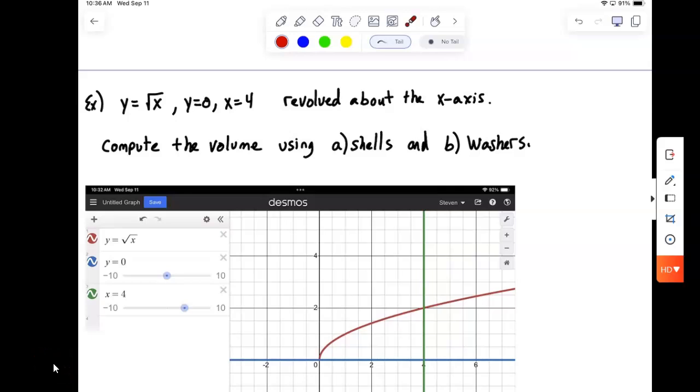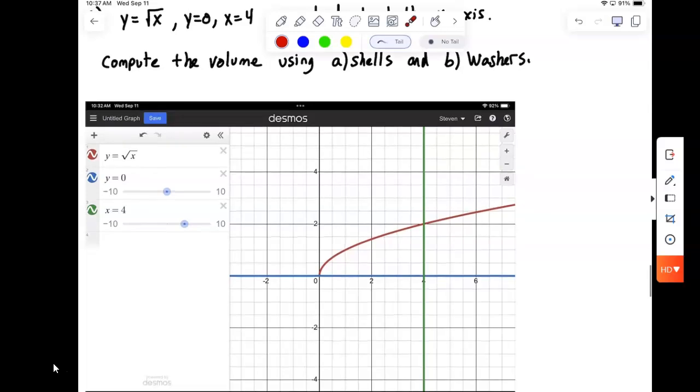All right, welcome back. In this example, we are given the region bounded by y equals square root of x, y equals 0, the x-axis, and the line x equals 4. We're going to take that region and revolve it about the x-axis. And this time we're asked to compute the volume using both of our methods, shells and washers.